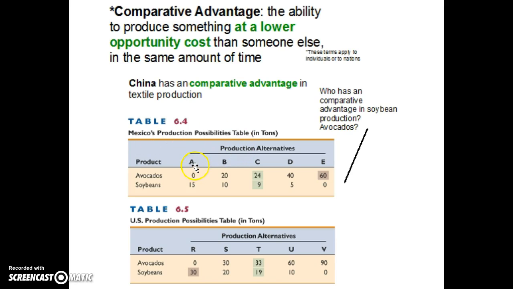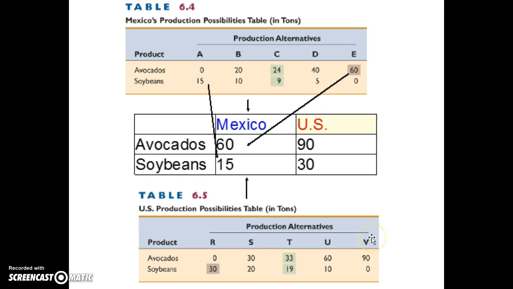So when we did this in the summer, we looked at what's the opportunity cost as you move from A to B or B to C. So what we need to do is shrink these data tables down so that we're looking only at the two extreme cases. So you can see here, we can take the data from this table and put in only the two extreme cases for Mexico. If Mexico produces only avocados, they'd produce 60. Only soybeans, they'd produce 15. So you can see where that data goes into this grid.